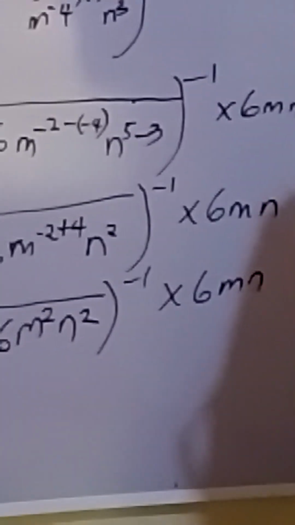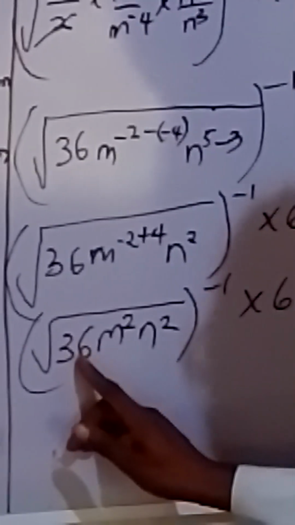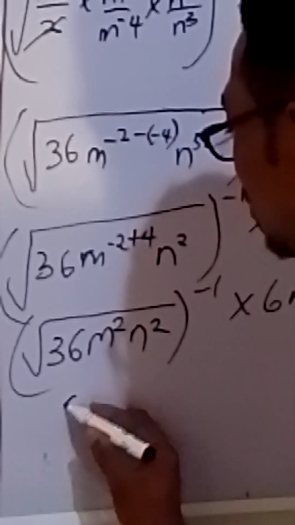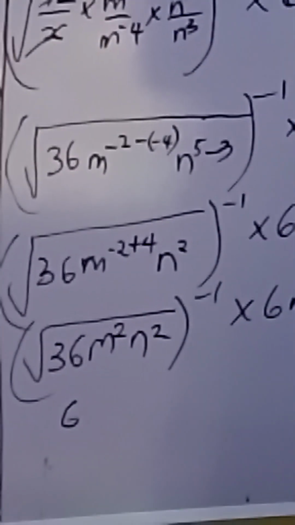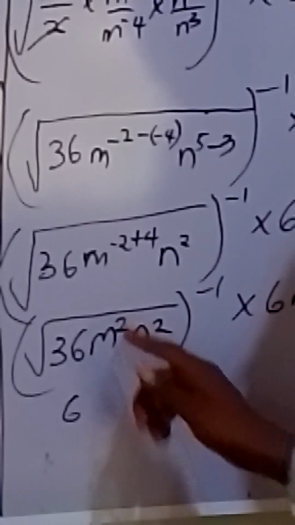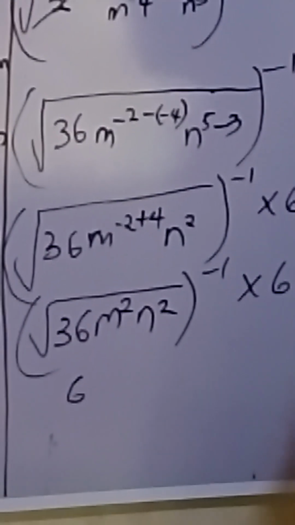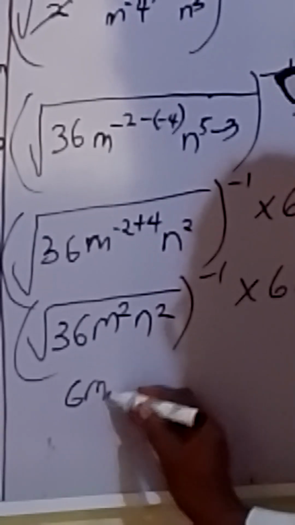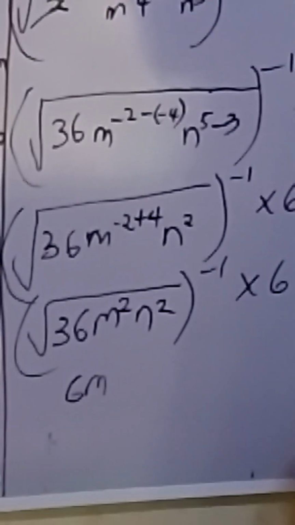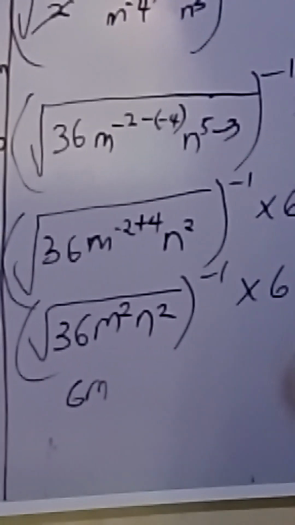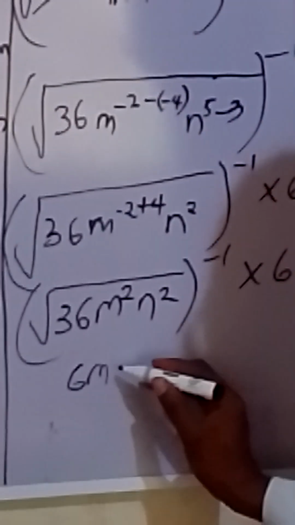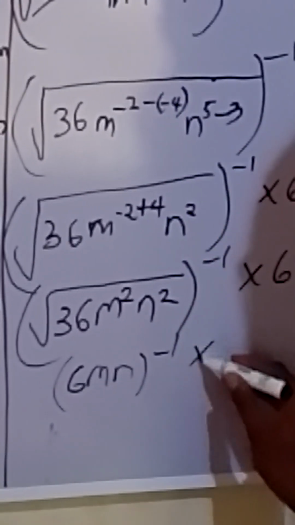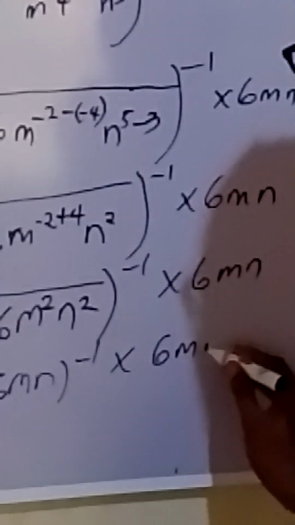So we can now find the square root. What is the square root of 36? It is 6. Why? Because 6 times 6 gives you 36. What is the square root of m squared? It is m, because m times m gives you m squared. What is the square root of n squared? It is n, because n times n gives you n squared. So we have this, all raised to the power minus 1 times 6mn.